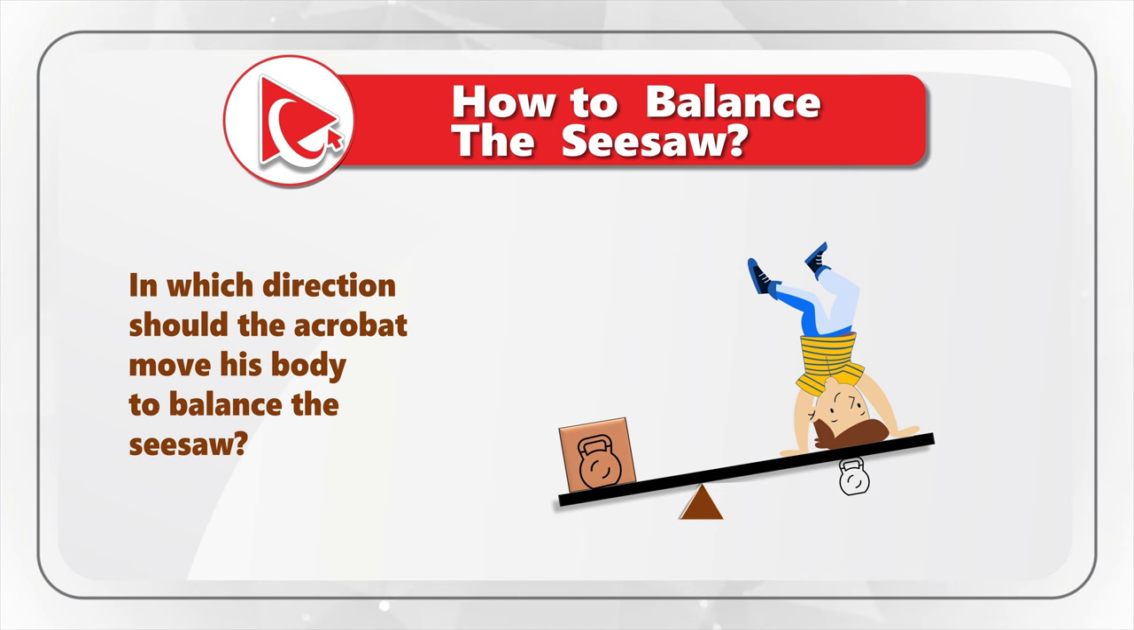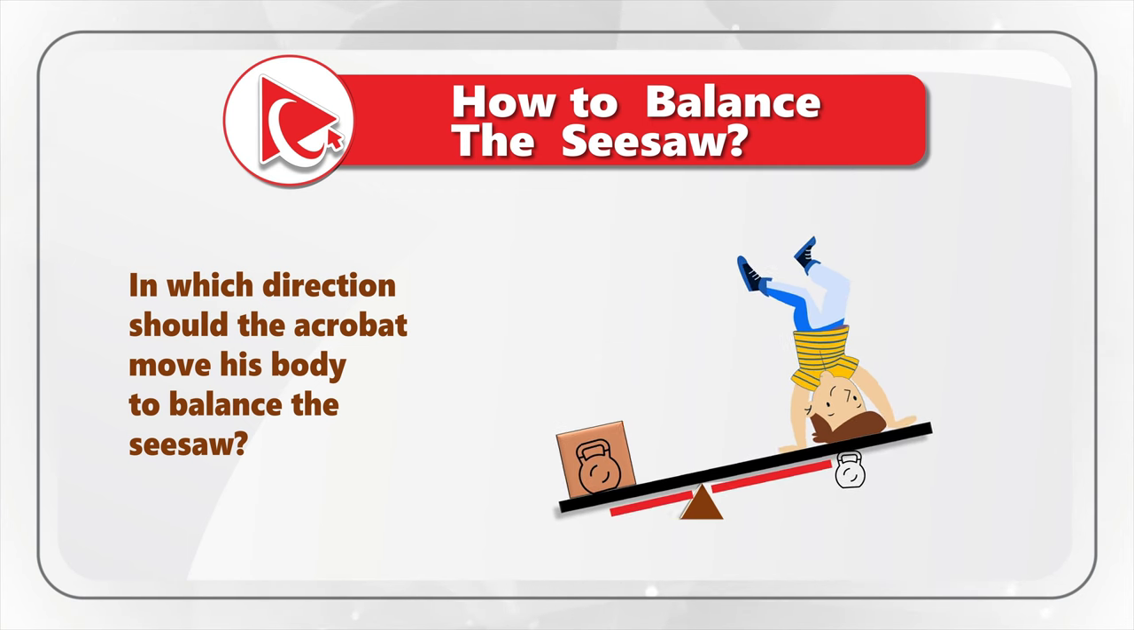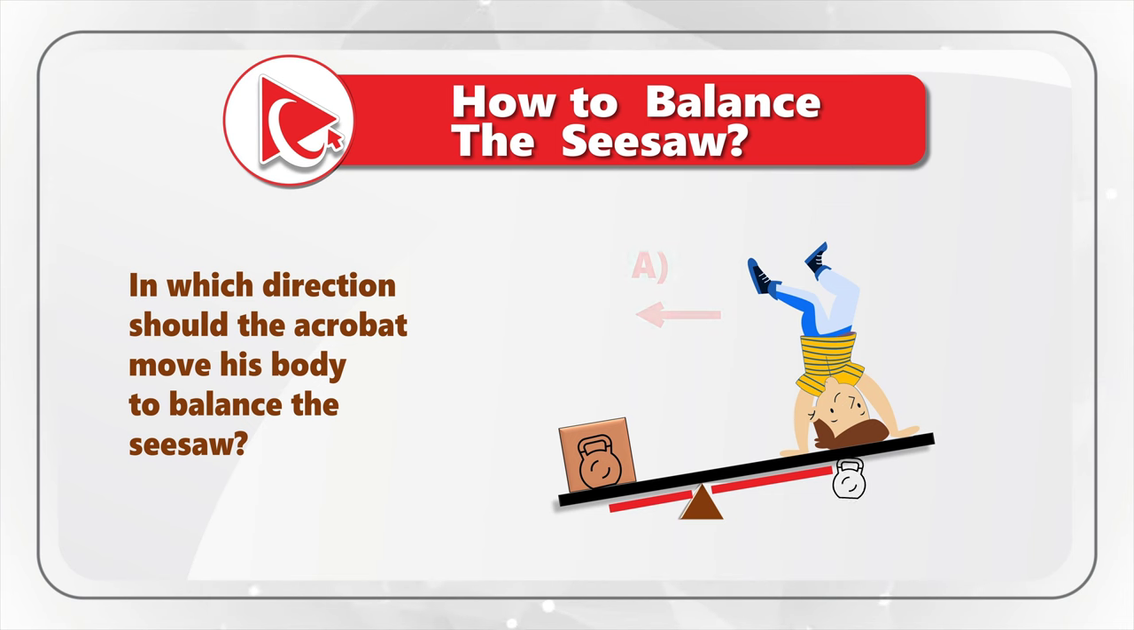And on the right side of the seesaw, there is an acrobat. You need to determine in which direction should the acrobat move his body to balance the seesaw. And you have two choices, choice A to the left or choice B to the right.